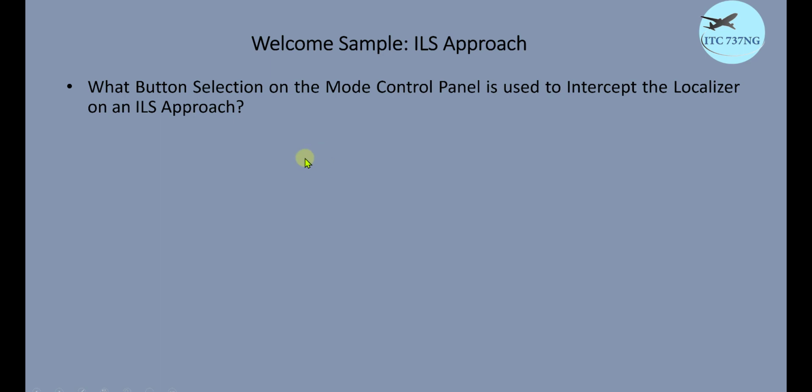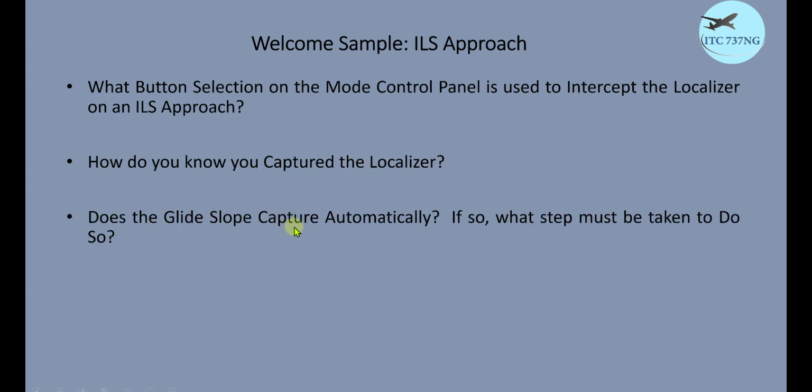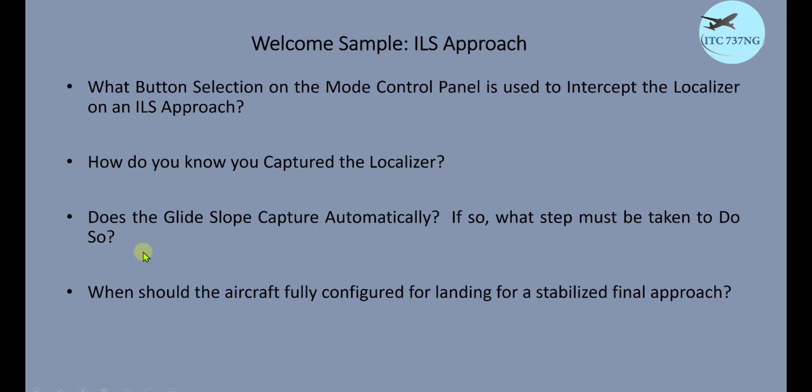Now here's a few questions that give you a sample of what is going to be incorporated into some of these modules. As you go back and think about this particular module: what button selection on the mode control panel, the MCP, is used to intercept a localizer on an ILS approach? That's question number one. How do you know you captured the localizer? Does the glide slope capture automatically? If so, what step must be taken to capture that glide slope? At what point should the aircraft be fully configured for landing for a stabilized final approach?